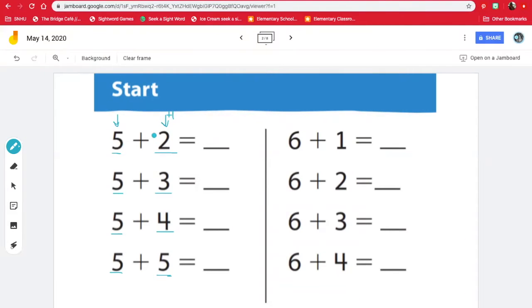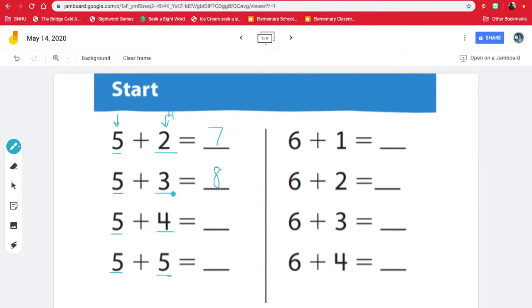So what's 5 plus 2? I could put 5 in my calculator and count on by 2. So 5, 6, 7. Now because 1 more than 2 is 3, I'm going to add 1 more to 7. And I can double check to see if my answer is right by putting 5 in my calculator and counting on by 3. So 5, 6, 7, 8, and my answer was correct.